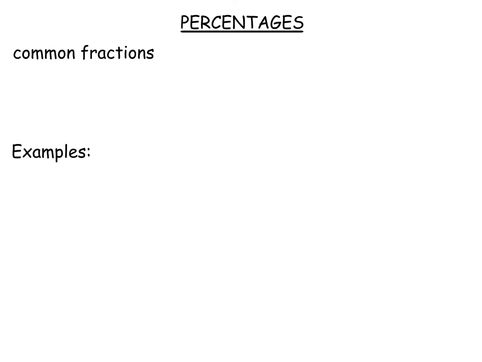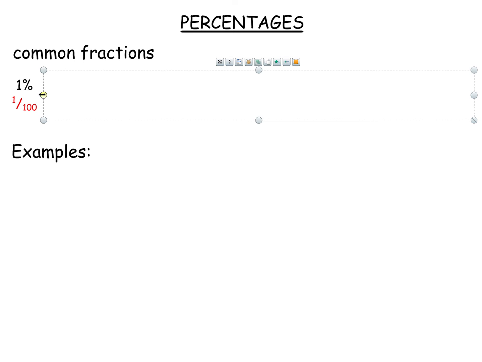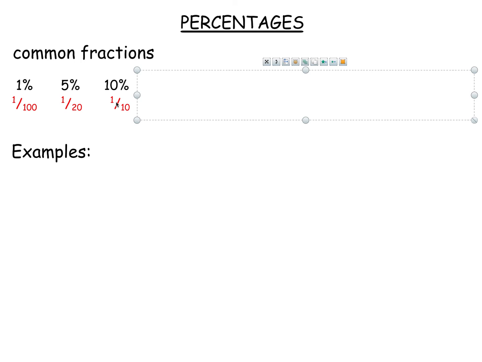This video will be looking at percentages. We will be relating them to common fractions, which were looked at in a previous video. 1% means 1/100th, so it's a fraction 1/100th. 5%, which is 5 out of 100, would simplify to 1/20th. 10%, which is 10 out of 100, would simplify to 1/10th. 20%, 20 out of 100, would simplify to 1/5.